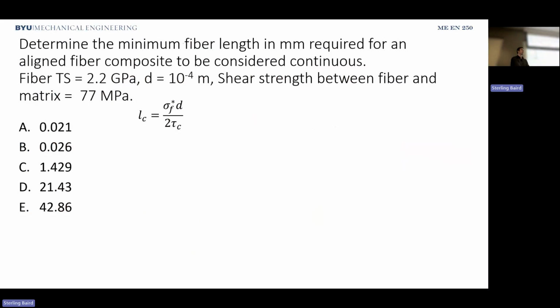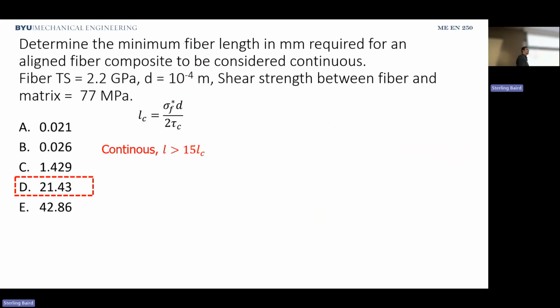Anybody have an answer for this one? Yeah, so 21.43. Why C? Anybody want to kind of walk me through this?